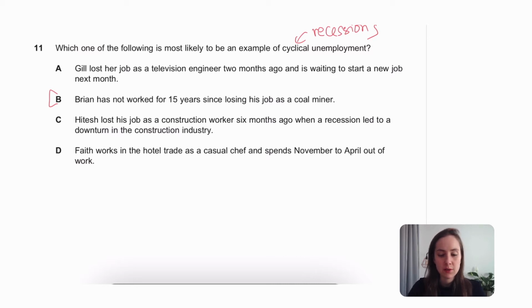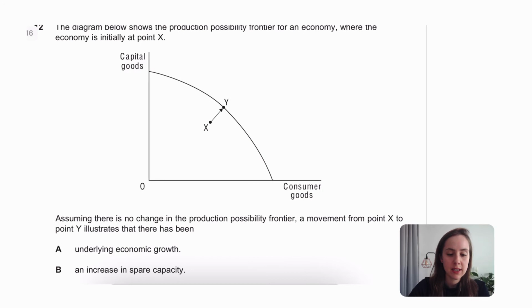Jill seems to have been unfortunate in terms of losing their job, but they're starting next month. It's quite easy to find that job again. I wonder if a recession usually lasts that long. Okay, this is the best guess. This one has the word recession in it very clearly.